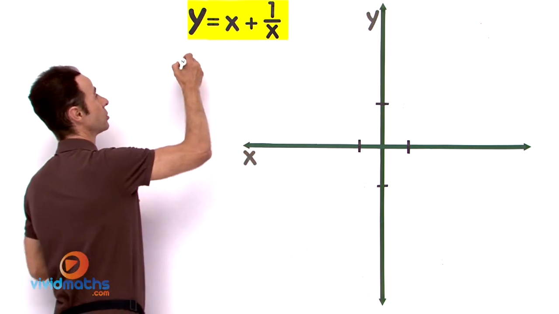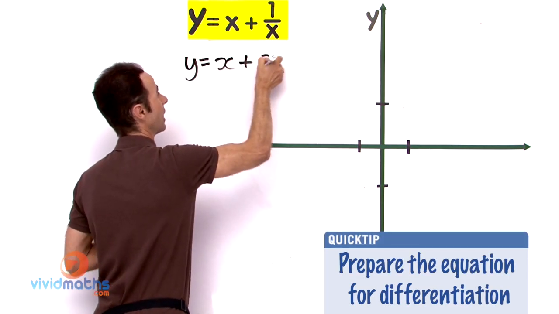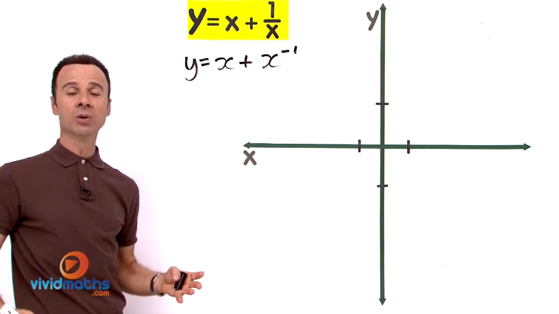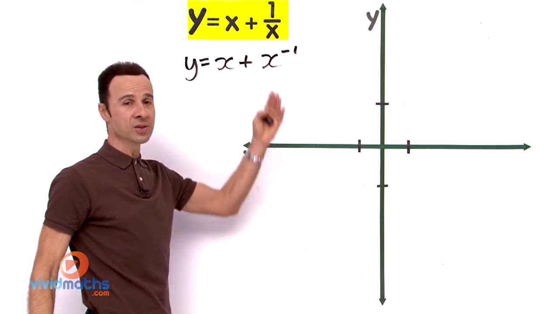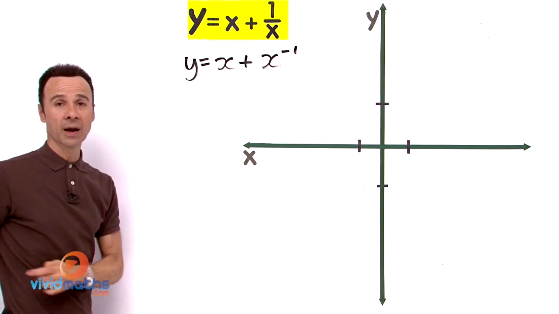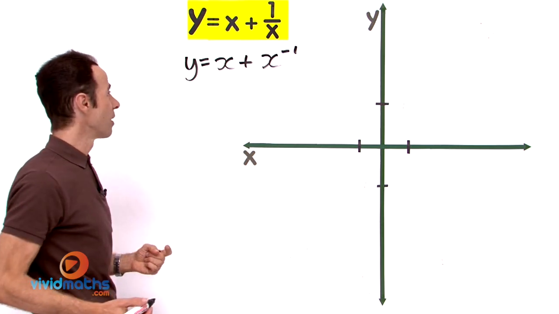We're going to put it into y equals x plus x to the power of minus 1. Now they're exactly the same. They're identical, but it's a lot easier to use this to find the derivative, to differentiate. So now it's differentiation friendly. So now let's begin for this part 1 and find the derivative.